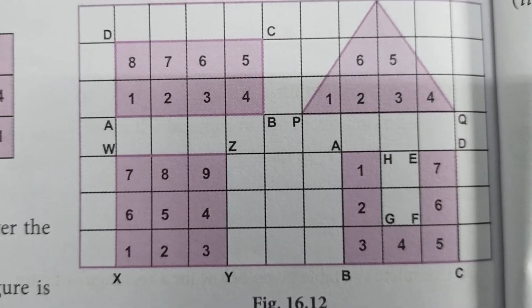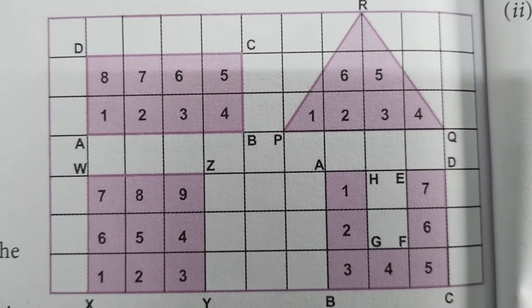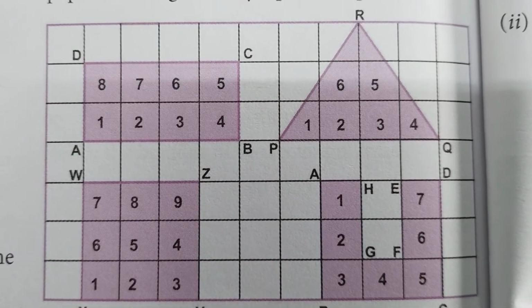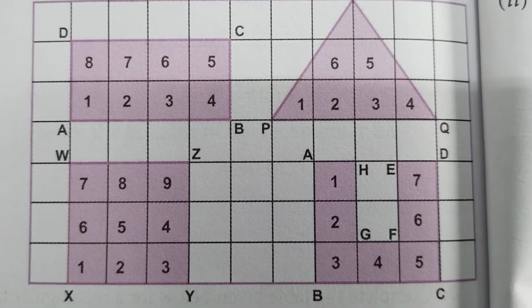If it is exactly half, we will count it as half a square. Like that, we add the total and find the area of the figures.